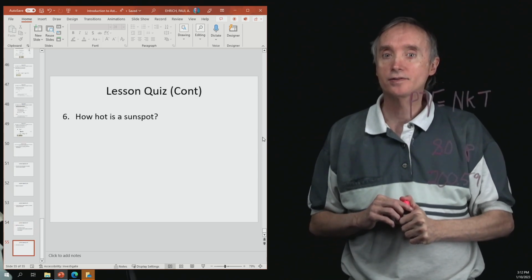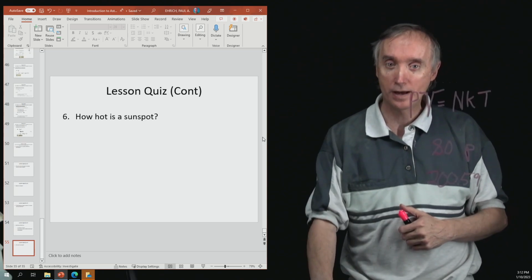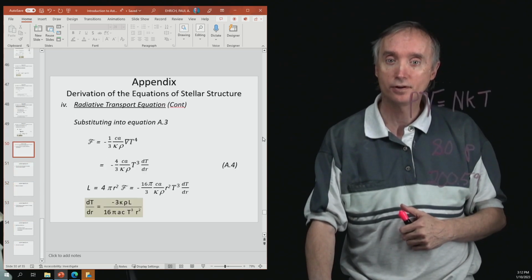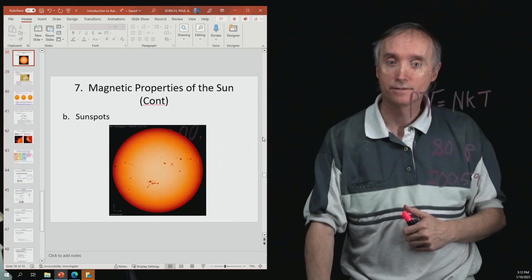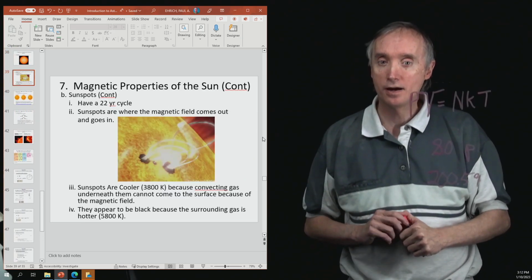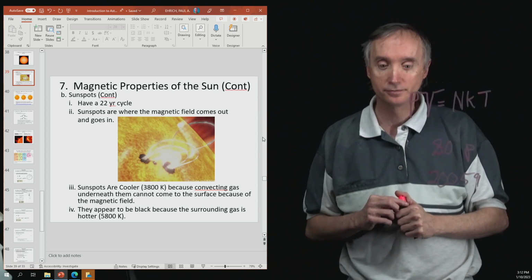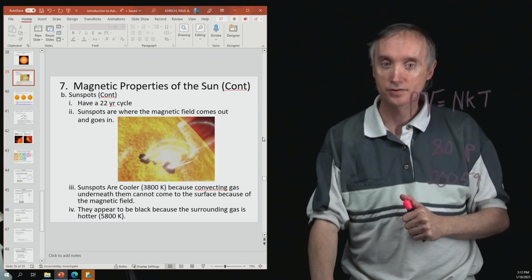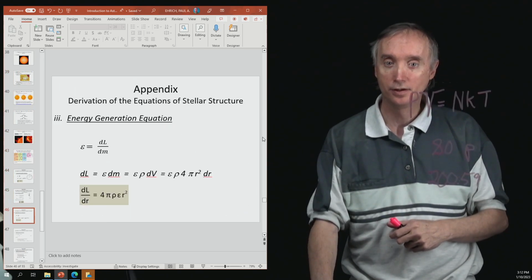Okay, number 6, how hot is a sunspot? So if we go back up into the notes here, so this will take a while. A sunspot is 3,800 Kelvin. Pretty hot. So hot that the gases would be blinding to look at.